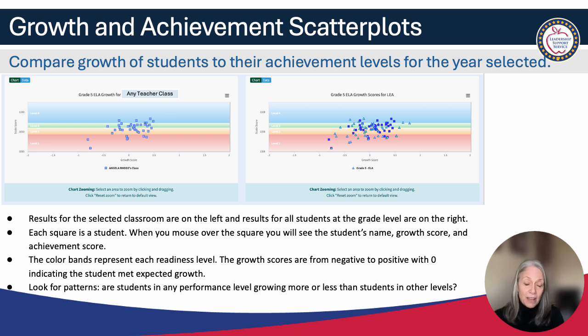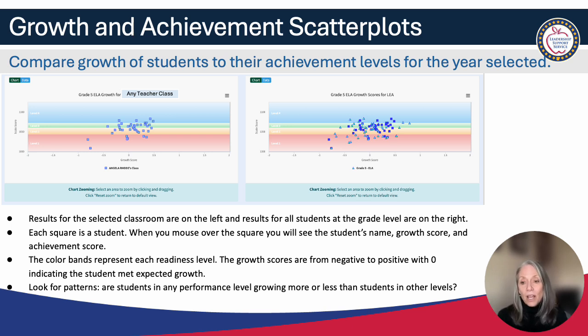That means the student has met expected growth. Anything to the right of that, or positive from that, means they've exceeded, and the magnitude of the positive number, the bigger that is, the more they've exceeded their growth expectation. To the left of that 0, the student is losing ground relative to the expectation.